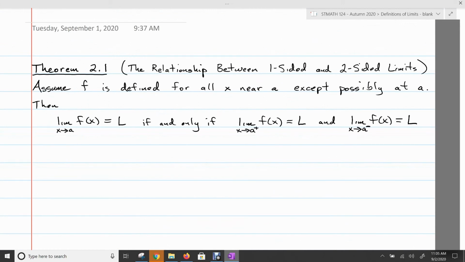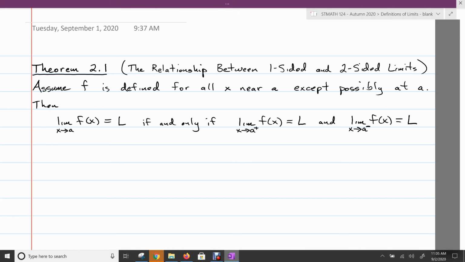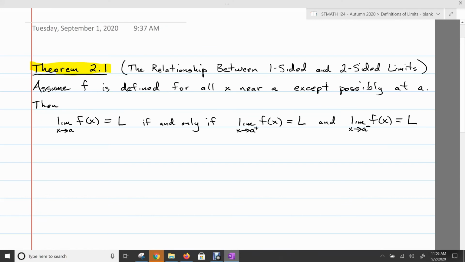So when you see the word theorem in math class, it means it's an important fact. And it also means that it's something that has been proven to be true. So it's not something that we're guessing about. It's that mathematicians have a very rigorous mathematical proof that it's true. So this theorem 2.1 captures the relationship between one-sided and two-sided limits.